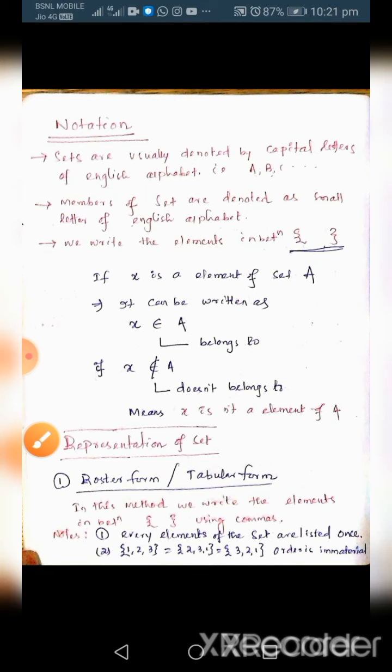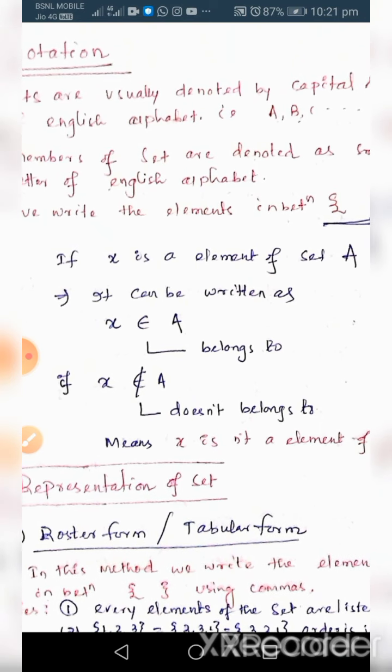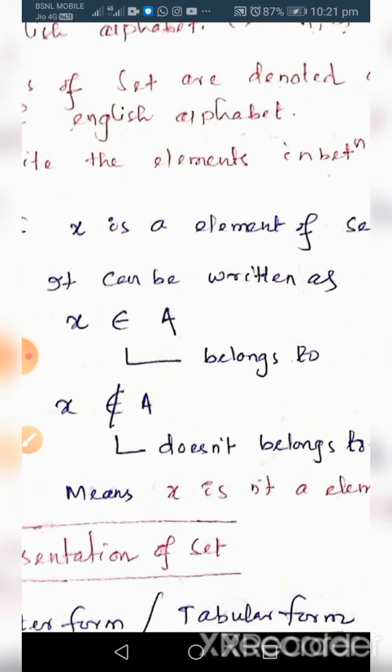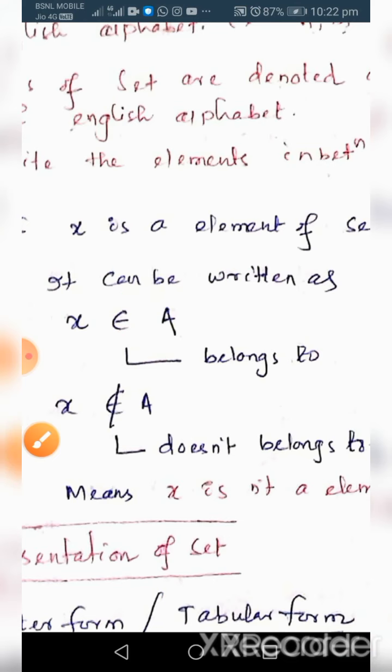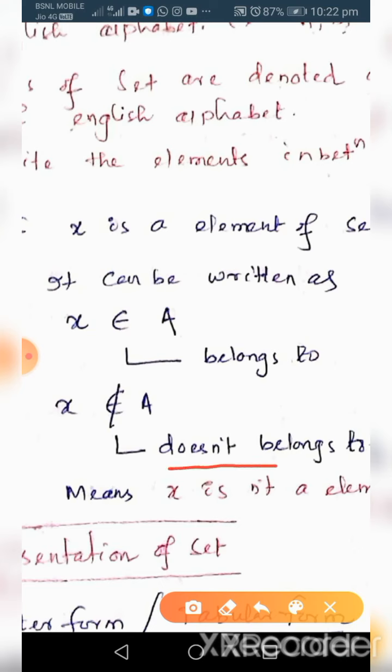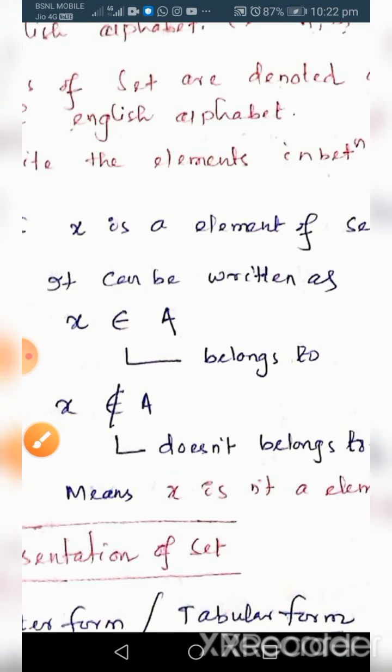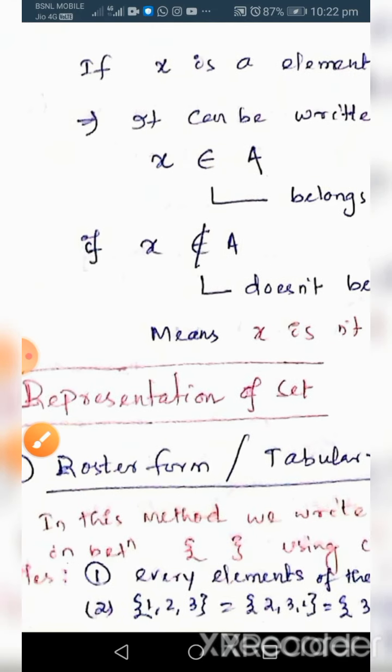Next, if x is an element of set A, then it can be written using this sign, which means belongs to. That means x belongs to A, x is an element of A. But if x is not an element, you write the sign for does not belong to, which means x is not an element of A.